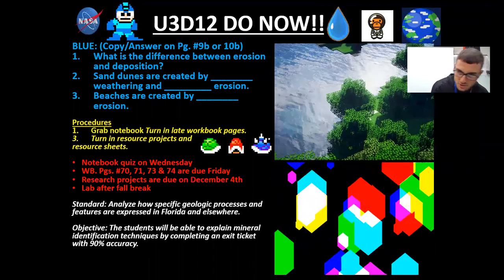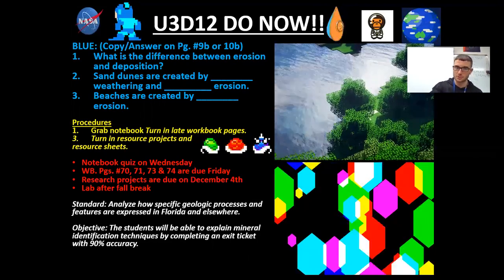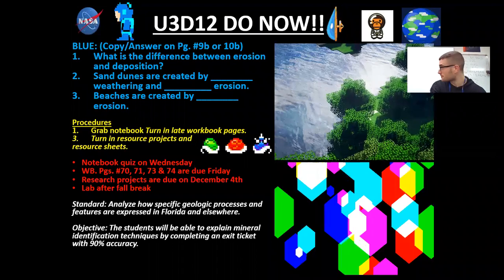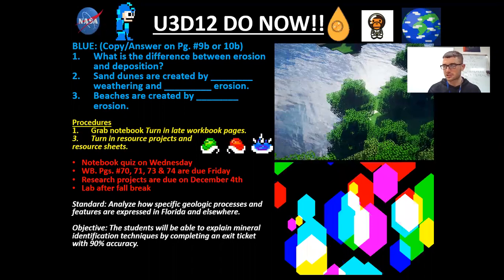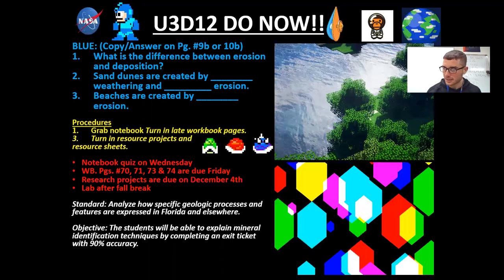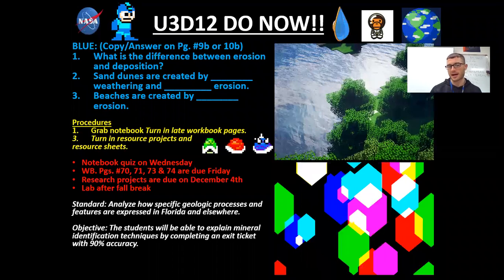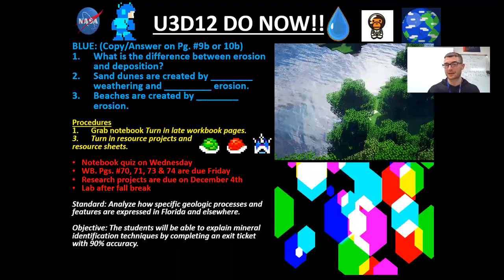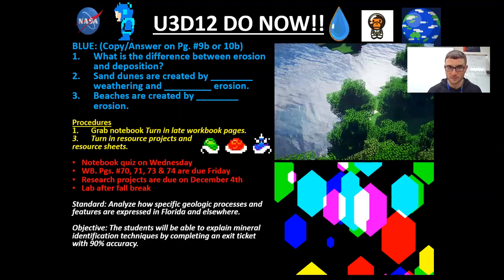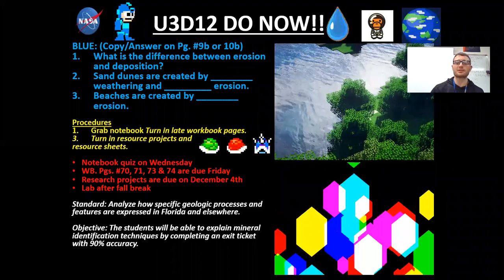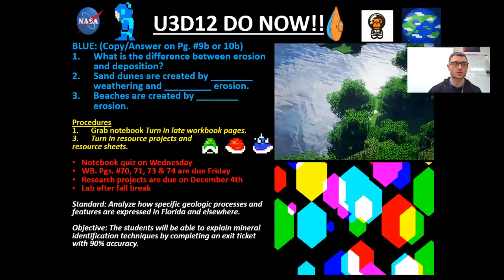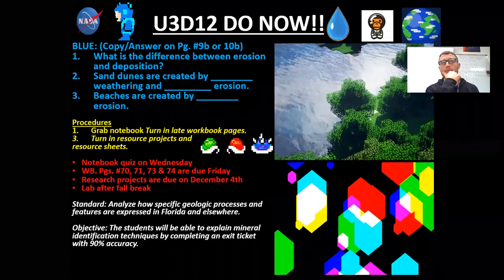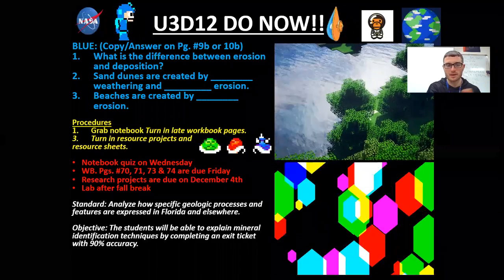Again, be ready to answer some questions for some participation or additional things. Number 1, what is the difference between erosion and deposition? So erosion versus deposition, if you don't recall, that's in the top of page 10. For deposition, think of the word deposit. Number 2, sand dunes are created by blank weathering. So is it chemical or mechanical? And blank erosion. And then number 3, beaches are created by what erosion? So remember, we've got water, wind, gravity, glacial, right? So what erosions make which, right?